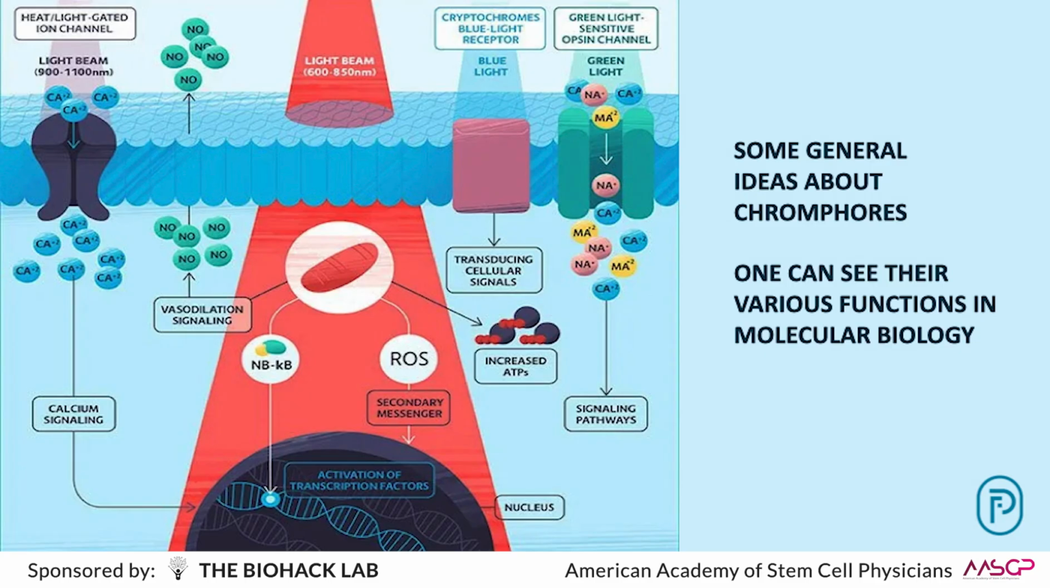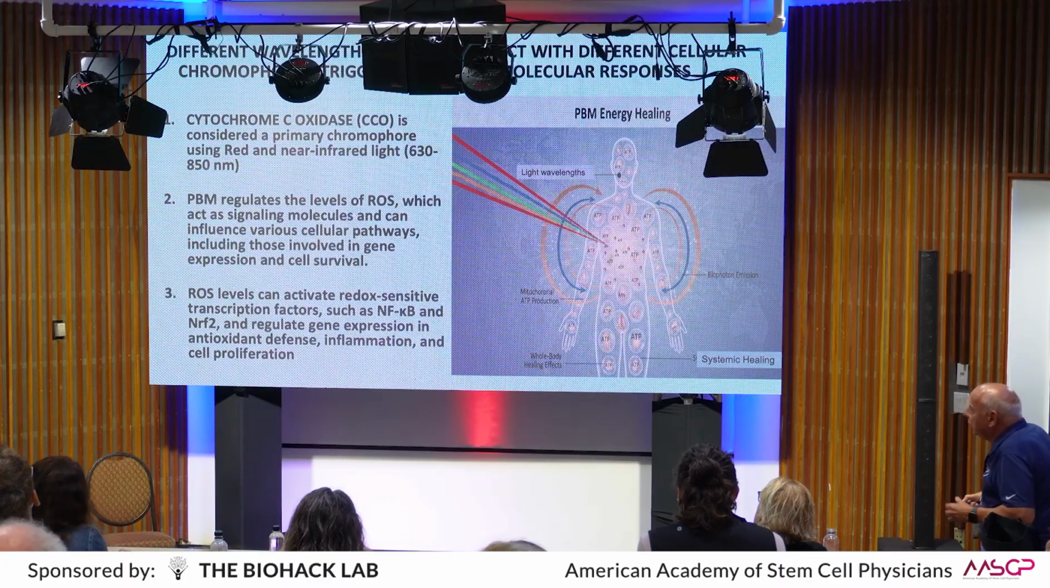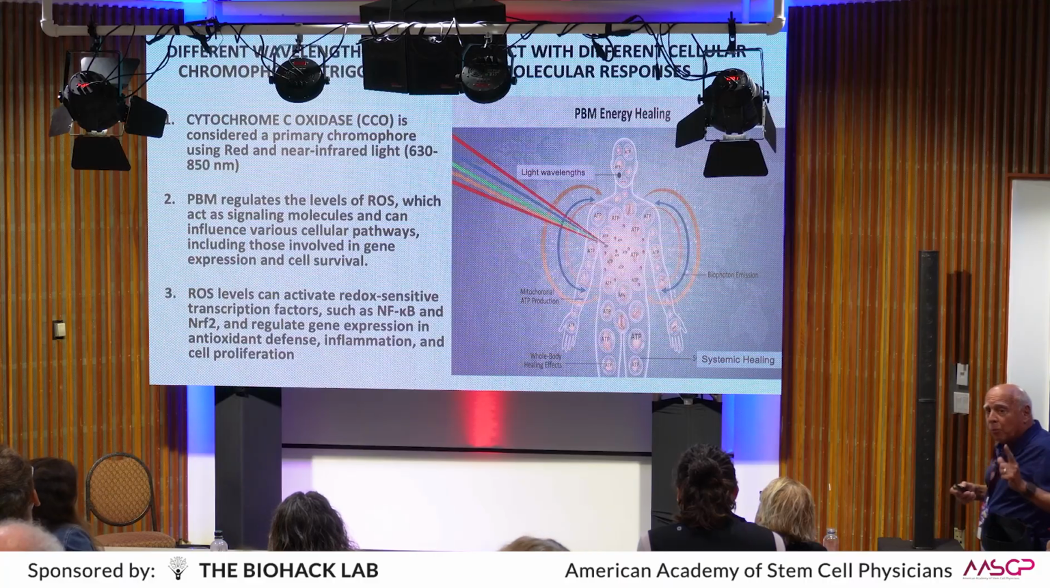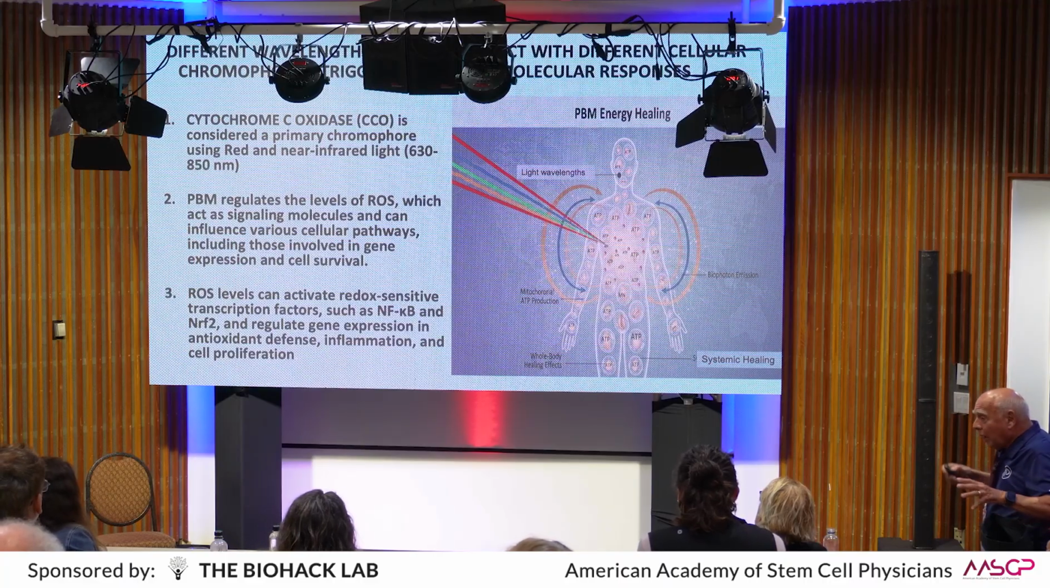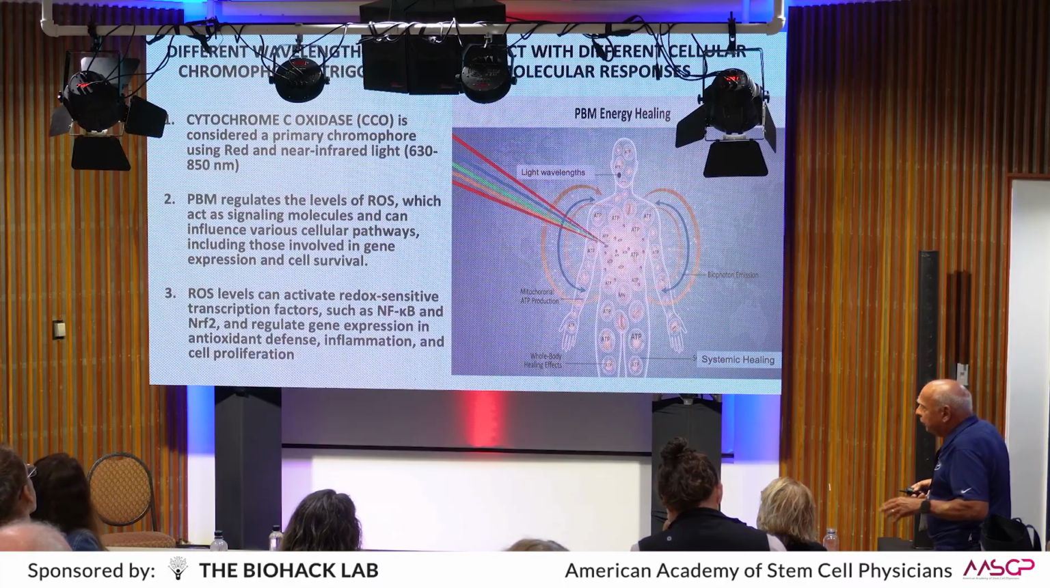Now we can see here about the chromophores, okay? We know one in particular is Cytochrome C Oxidase, but you can see here, for instance, green again starts affecting calcium. You have infrared, calcium, and then you have mitochondria, et cetera. And you can see here, Cytochrome C Oxidase is the primary chromophore in the body for red and infrared light. It regulates reactive oxygen species, which are a very important signaling molecule. How many reactive oxygen species you have can really dictate which pathway is going to be involved.